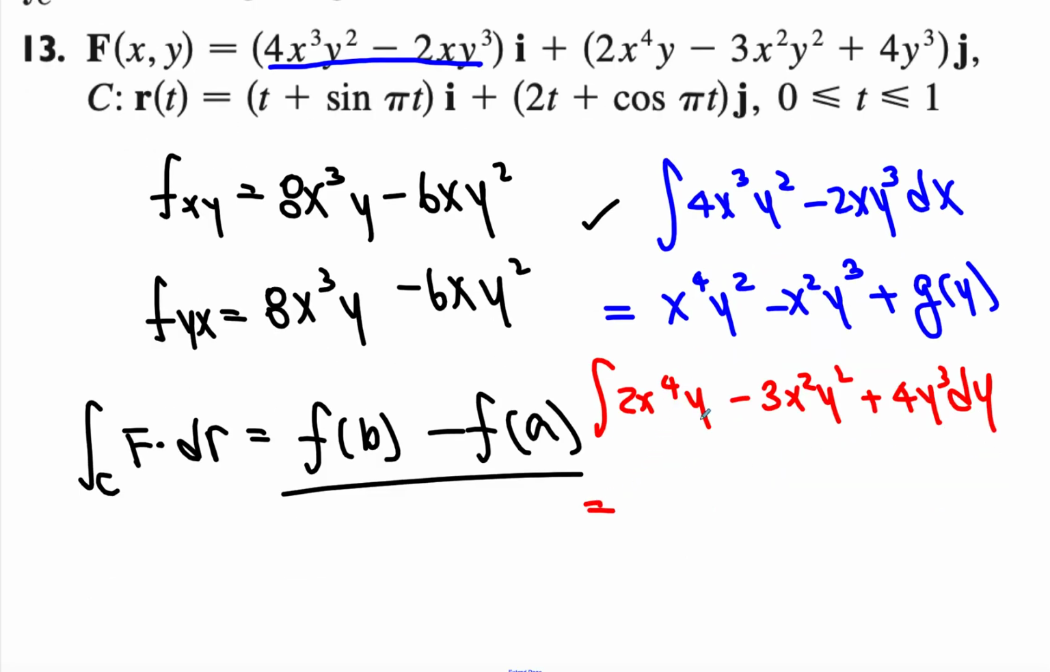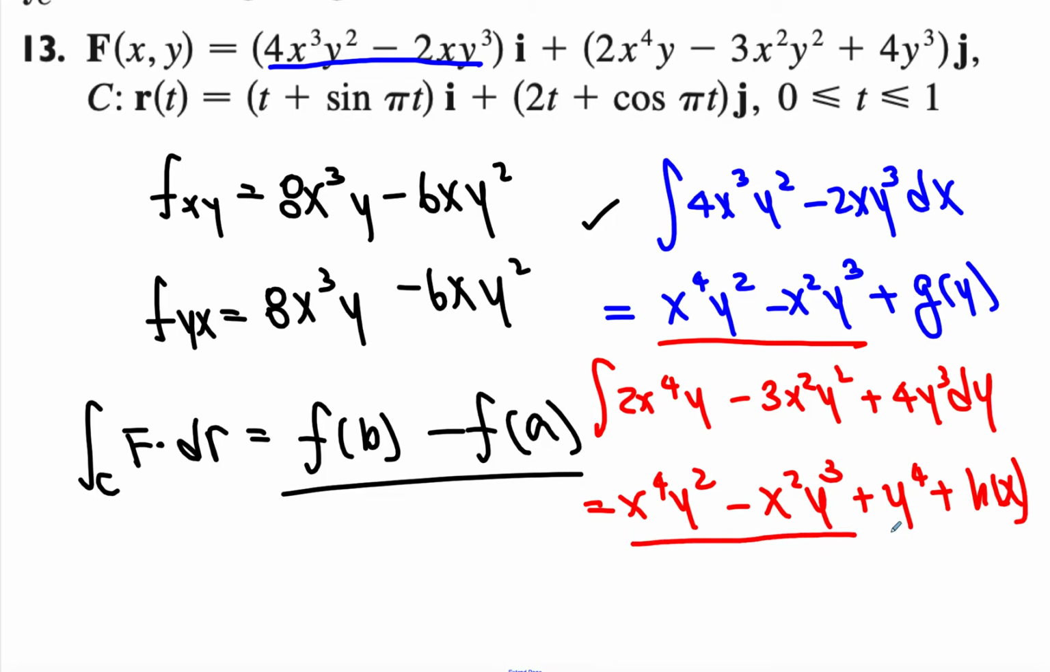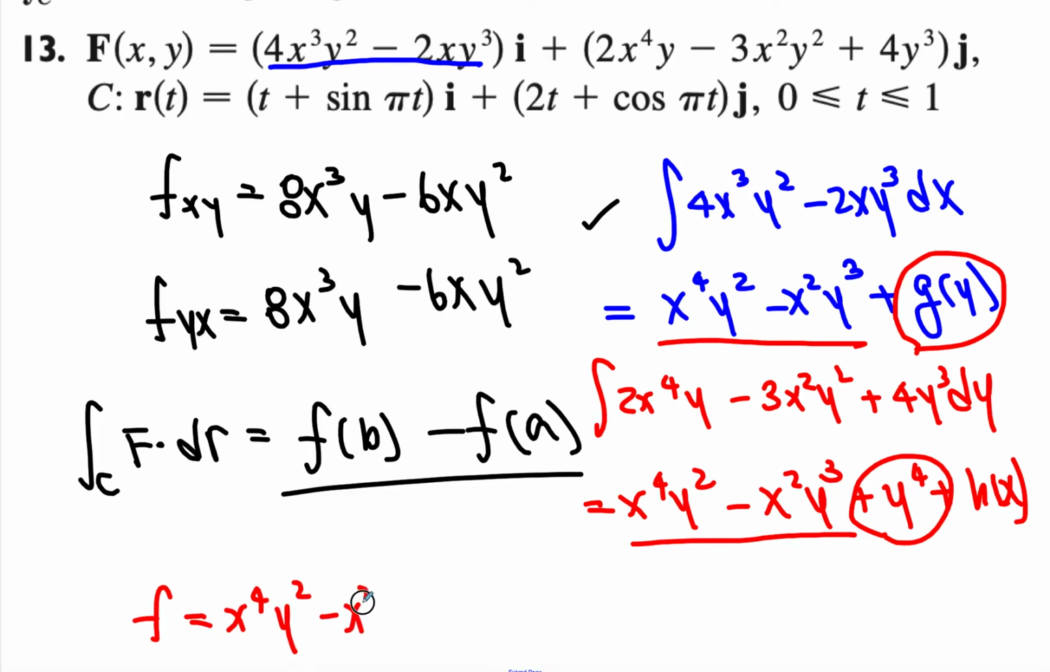Then my first one in this case becomes x to the 4th y squared and minus x squared y to the 3rd, looking at the second one. The last one is plus y to the 4th plus h of x. And you can see that these two terms match. And of course, y to the 4th power must be coming from g of y, and h of x doesn't match at all. So therefore, we realize that our original potential function f must be x to the 4th y squared minus x squared y cubed plus y to the 4th power.